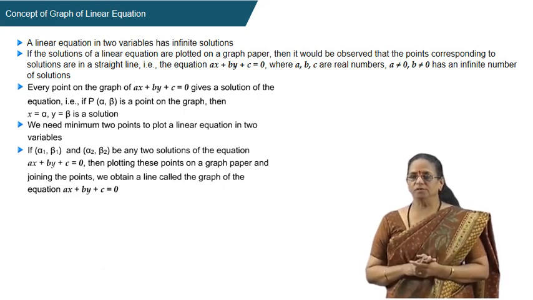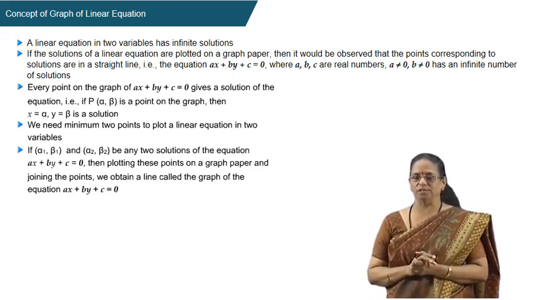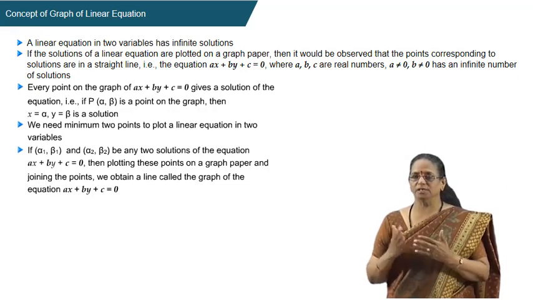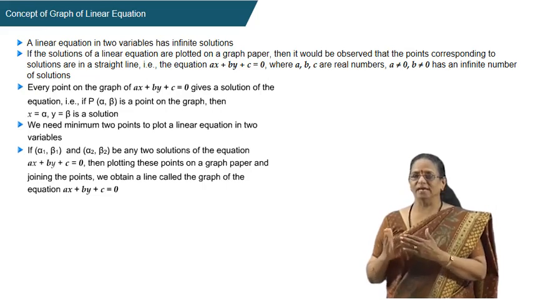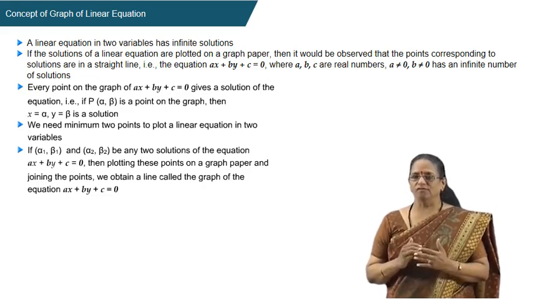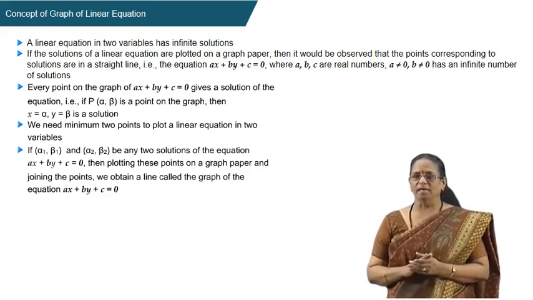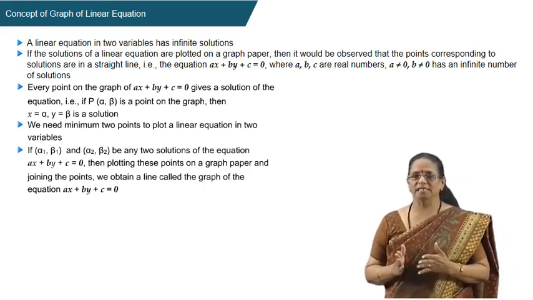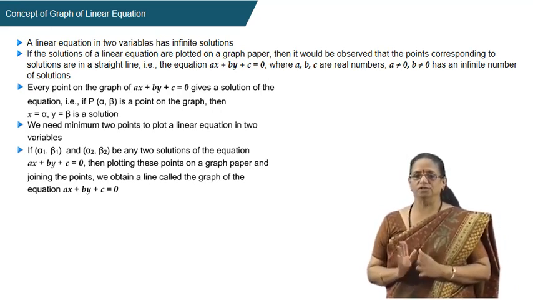What is a linear equation in two variables? It is of the form ax plus by plus c equal to 0, where a and b are not equal to 0. This linear equation in two variables, that is ax plus by plus c equal to 0, has infinite solutions. Infinite solutions means what? When we represent this linear equation ax plus by plus c equal to 0 on a graph paper, it will give us a straight line, because the graph of a linear equation is always a straight line. Now every point on the graph of this linear equation in two variables gives the solution of the equation.